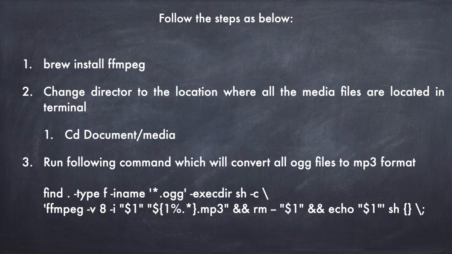So find, type, iname OGG, execute, directory. Basically this will find type files, and iname is the name of the files which contain OGG, and execute the following commands. So $1 will have the file name, and you can just follow this command and run it. The last rm will remove the OGG file which is already converted. Like this you can convert all the OGG files to MP3.